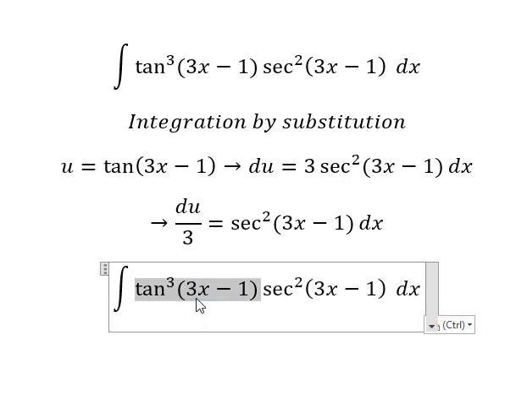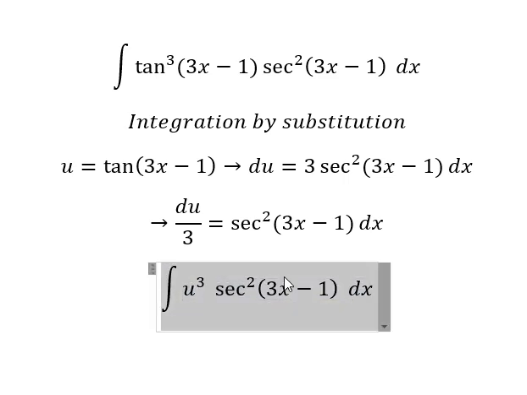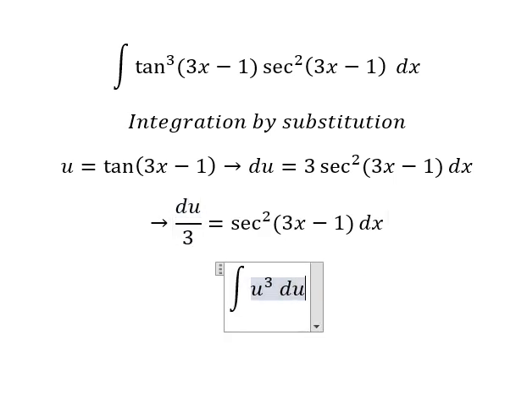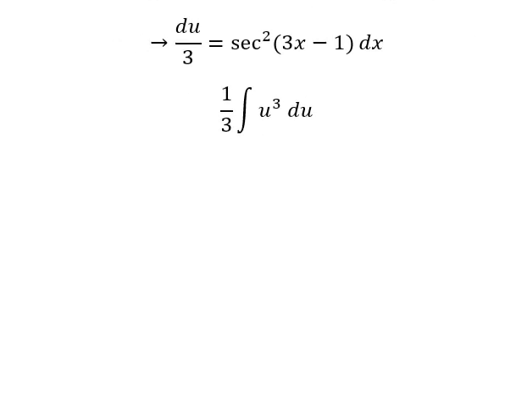This one we change for u. This one we change for u over 3. And now we have the formula in here.